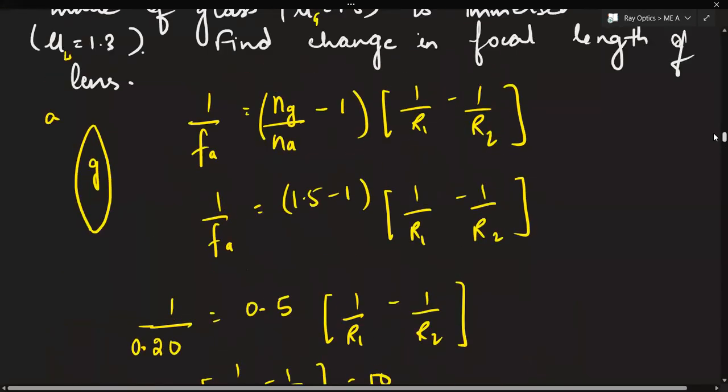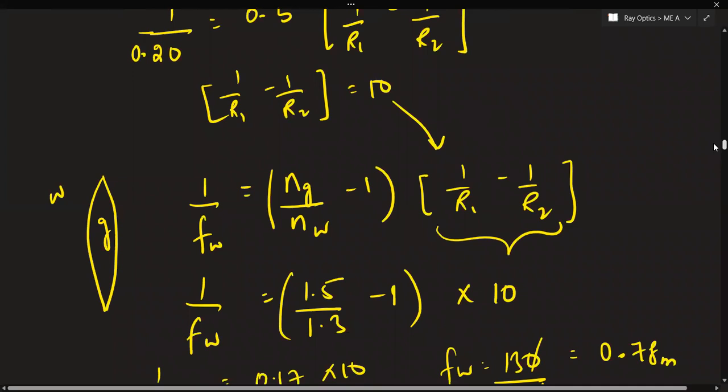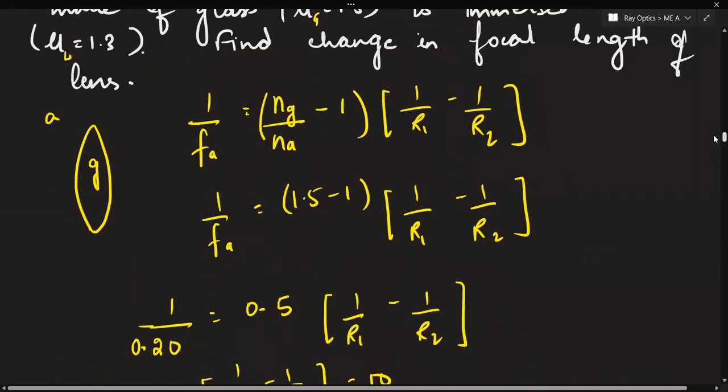How did we calculate it? Firstly, we calculated the focal length. Using the focal length formula, we found the value of the term 1 by R1 minus 1 by R2. Or we could have directly taken their ratio. Then 1 by R1 minus 1 by R2 would have got cancelled. So both the methods are right.